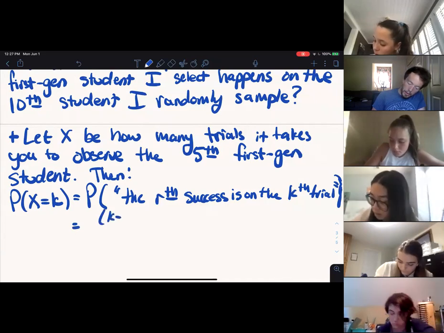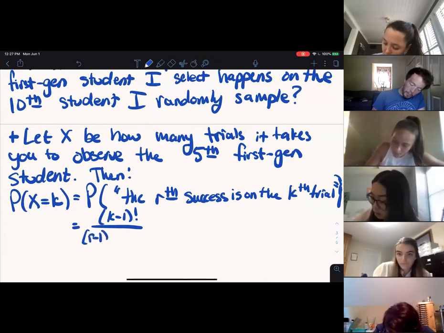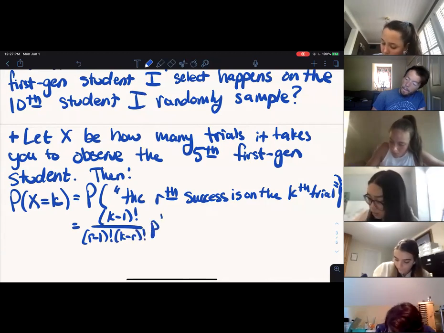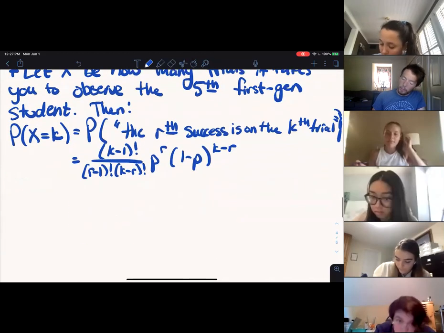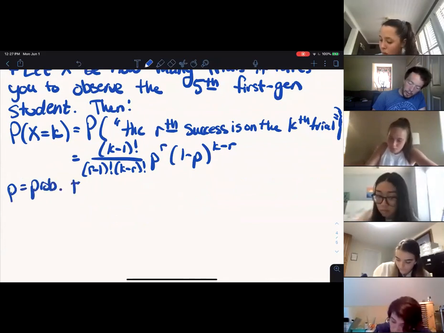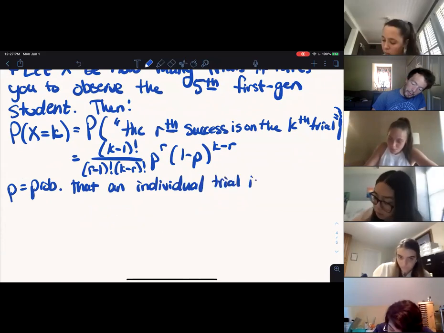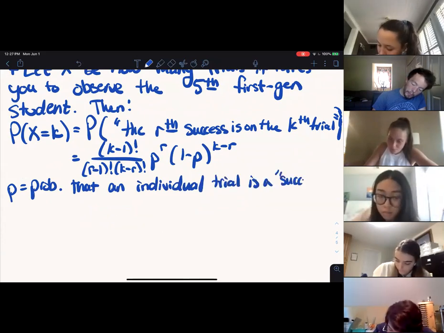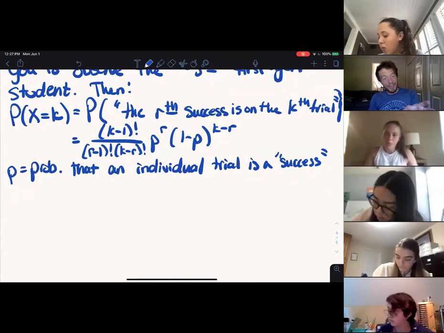Equals (k minus 1) factorial over (r minus 1) factorial, (k minus r) factorial, times p to the r, and 1 minus p to the k minus r. And let me go ahead and define all these variables I'm throwing at you. So p equals the probability that an individual trial is a success. Success in this case is I selected a first gen student.